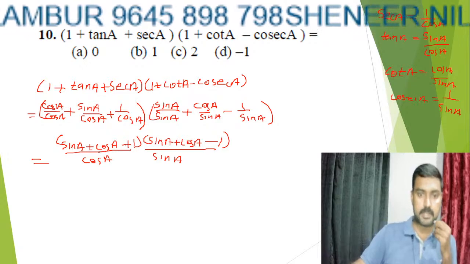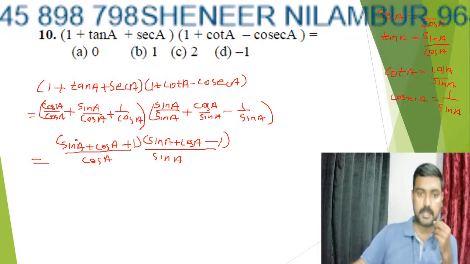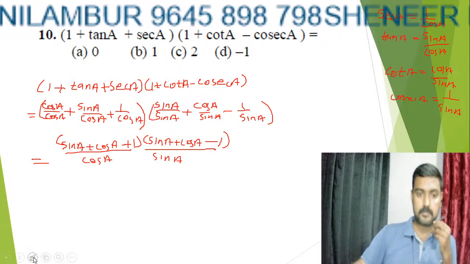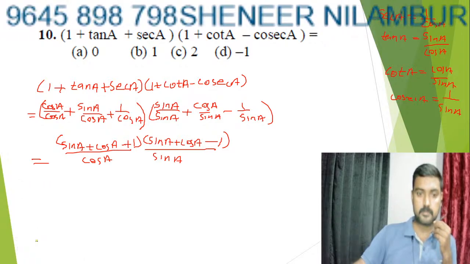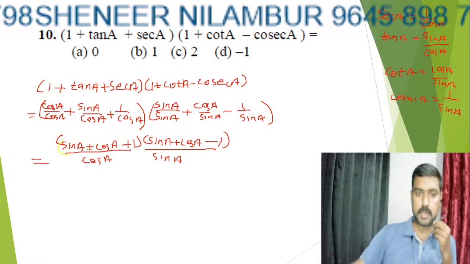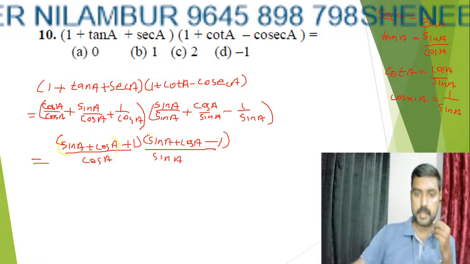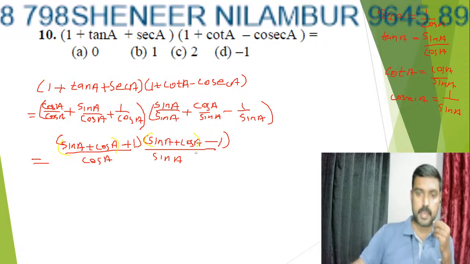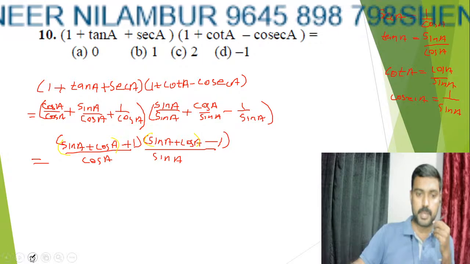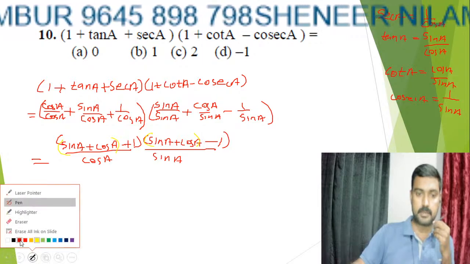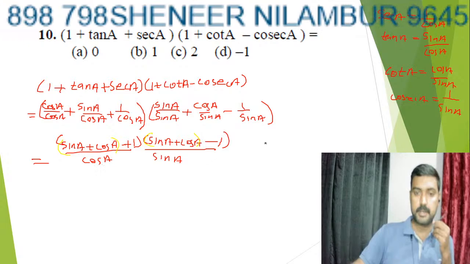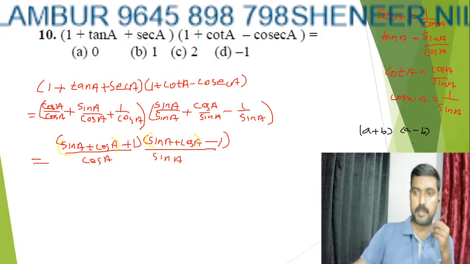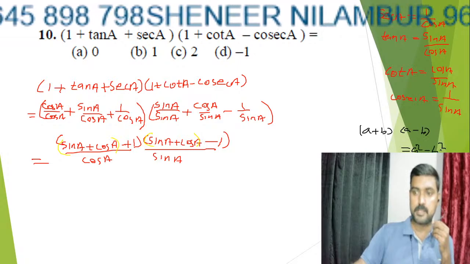Now consider this sin A plus cos A as a single term. This all together you consider it as a single term. Just consider this sin A plus cos A as a single term A. So this reads as A plus B. This is A minus B. A plus B into A minus B, we studied that. What is that? A plus B into A minus B is equal to A square minus B square.